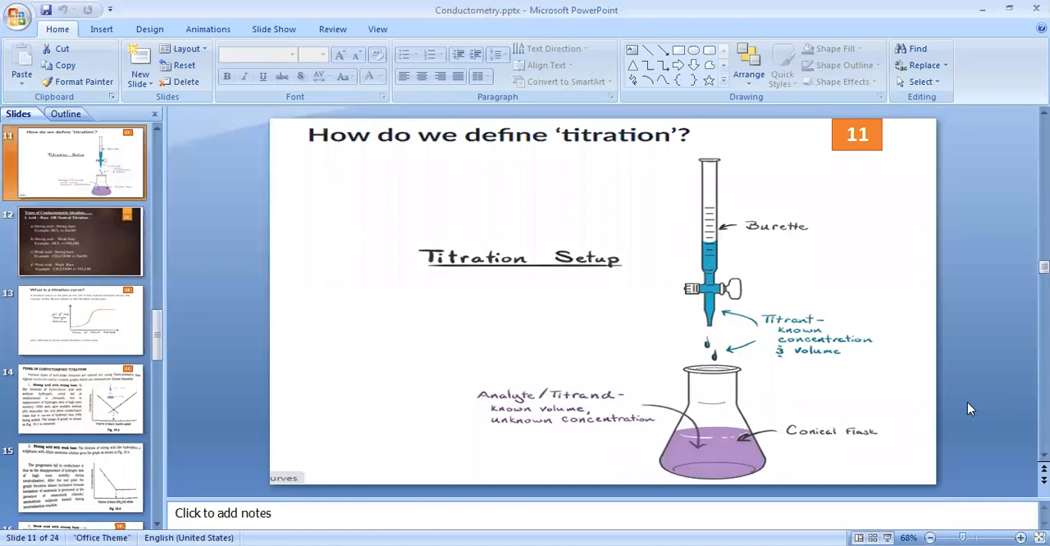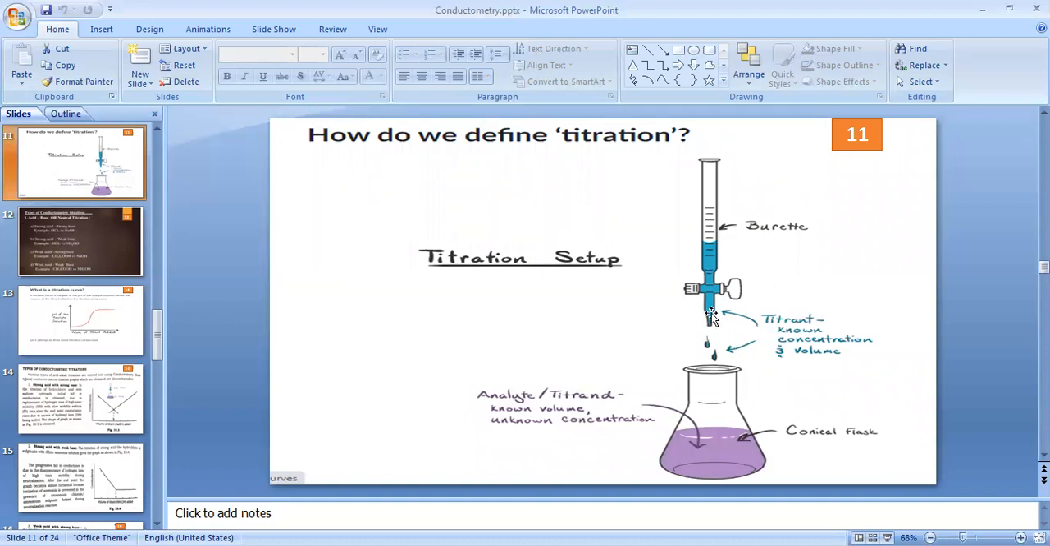So how can we define titration? This is the basic concept of the titration procedure. In titrimetric analysis, the solution whose concentration is known to us, we fill into the burette, and that solution is known as the titrant. Next is the solution whose concentration is to be determined, which is also known as the titrate or analyte, which is present in the conical flask.